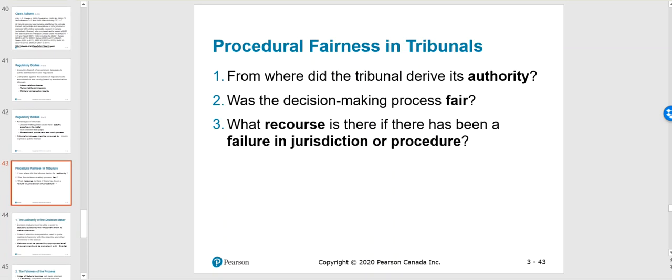With administrative tribunals, there are usually three main aspects for the process to be reviewed by courts. Courts, first of all, don't like to review process, they don't like to touch upon those issues because they defer to the expertise of those tribunals and bodies, but they may step in. They will review by looking at the authority of the tribunal, whether the decision making process was fair or not, and if there was any recourse in case there was an issue within the administrative tribunal.